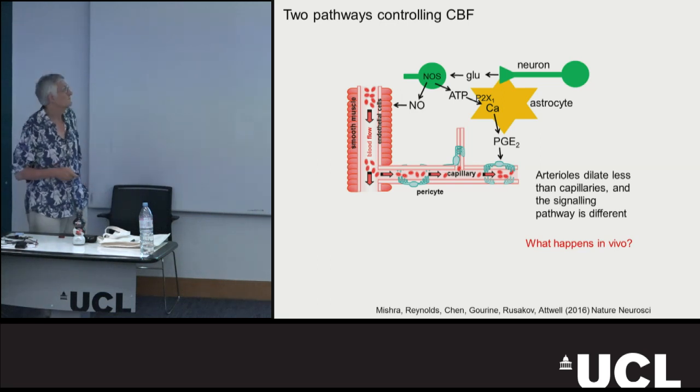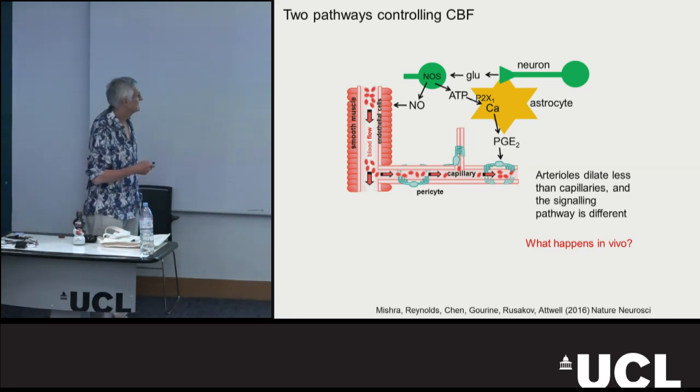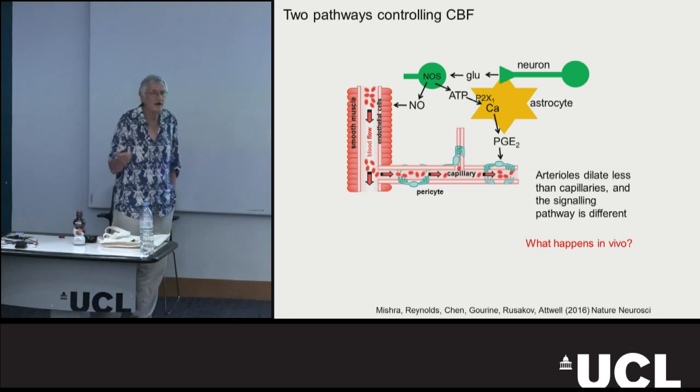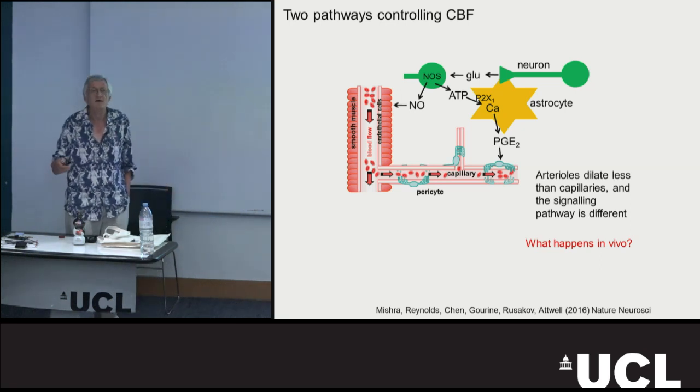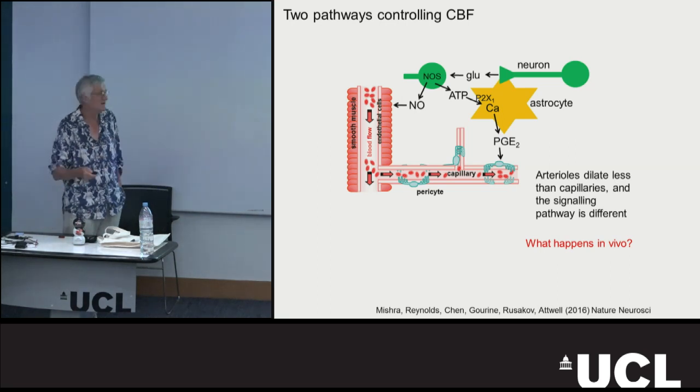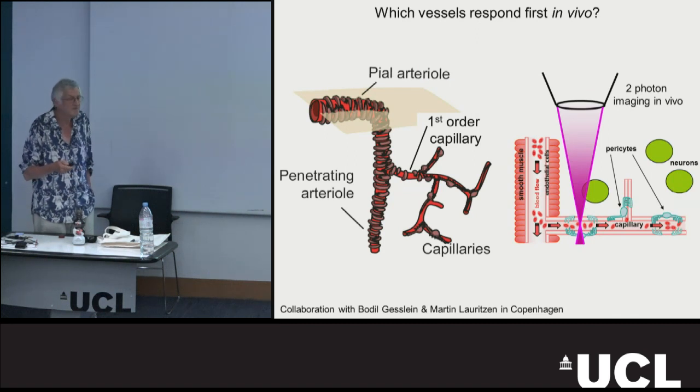Okay, so what I've shown you so far is largely in brain slices. I just want to show you a few slides of what happens in vivo, because if there are any cardiovascular physiologists among you, you'll be saying, wow, what does this guy know about blood flow? It's all in brain slices. There's no blood pressure. There's no blood flow. So we want to know what happens in vivo.